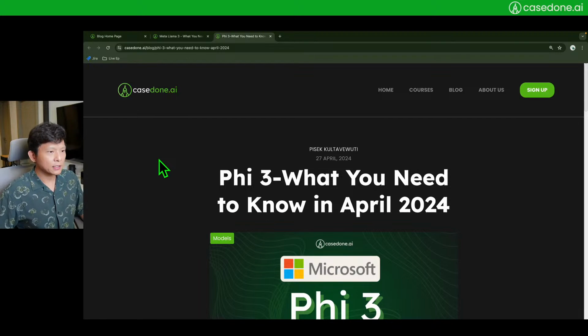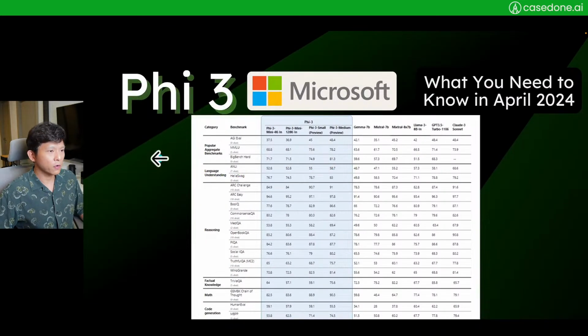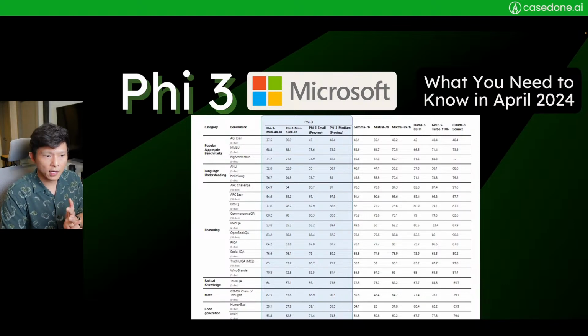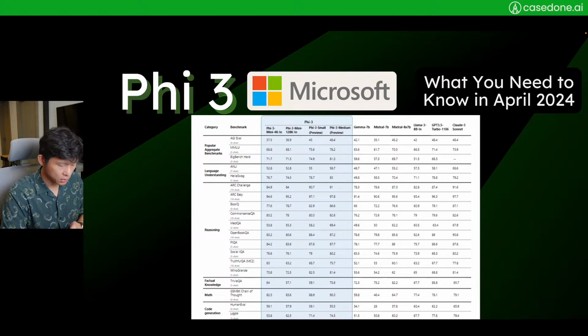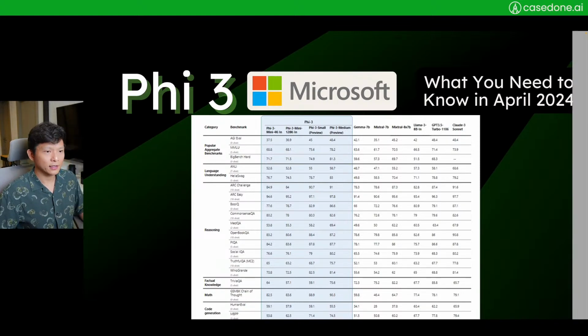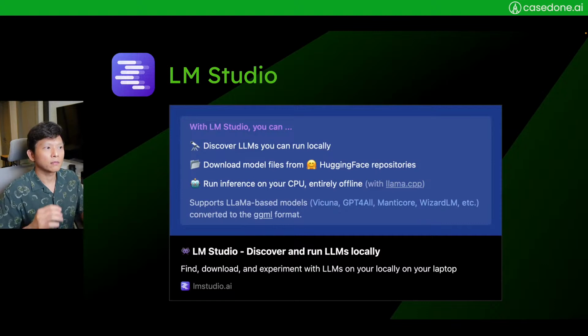Anyway, so that's it for model updates for this week. So you have seen Llama 3 and Phi-3 now. Both of them are open source and are now available on Hugging Face. So what we are going to do next is talk about LM Studio.